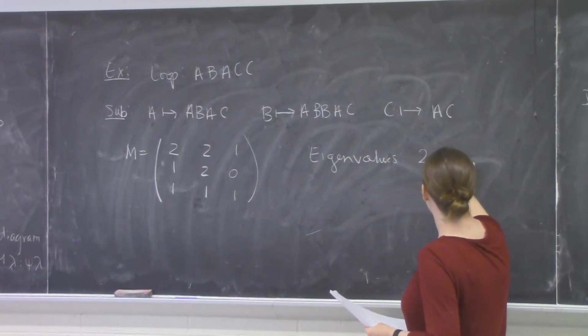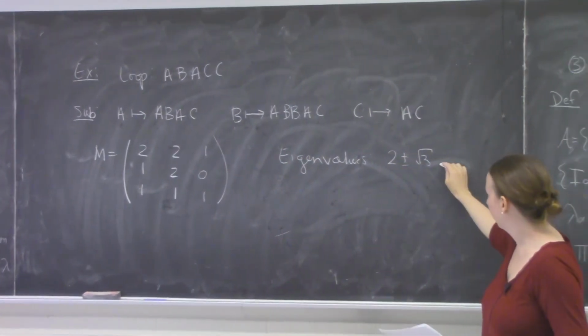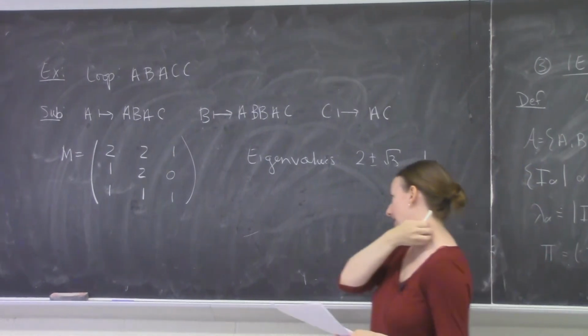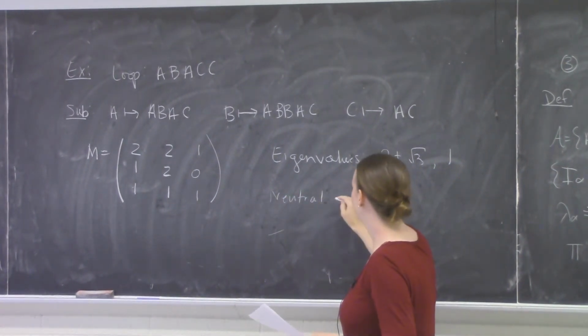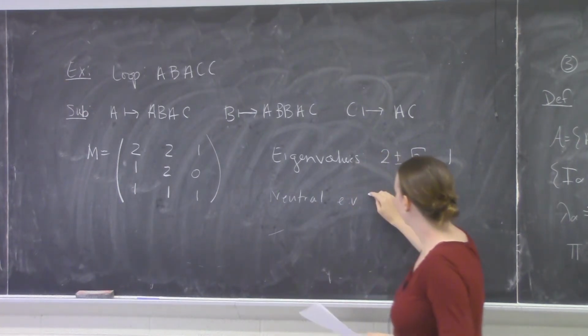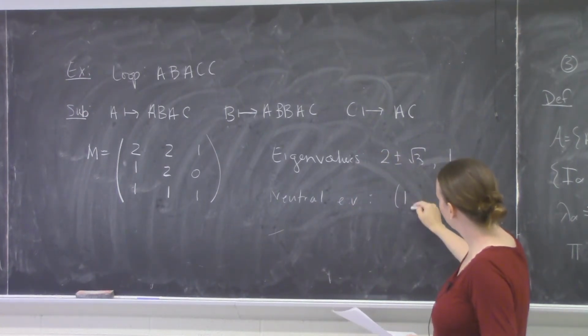Are 2 plus or minus root 3 and 1. Okay? And I'm going to point this out and probably not say too much about it. But the neutral eigenvector is (1, -1, 1).